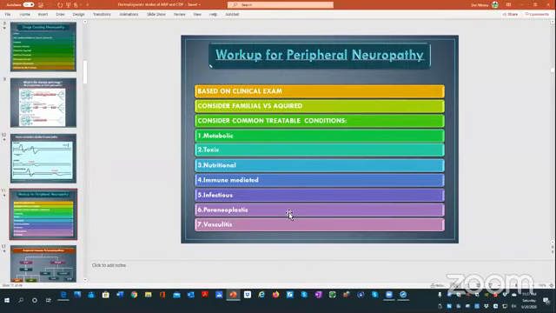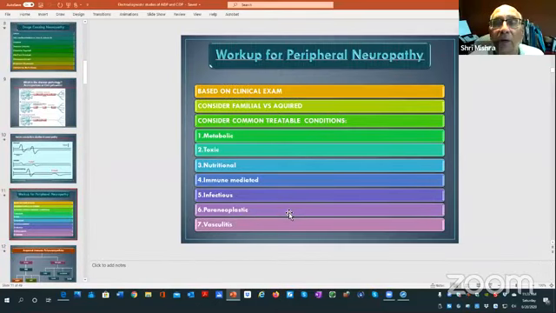so back again, what do you do with peripheral neuropathy? All the peripheral neuropathy workup is based on the clinical picture, considering familial versus acquired. I talked to you, and consider common treatable causes. The most common, as I mentioned to you, is metabolic, and more so is diabetes. Toxic: you have many causes. I already talked about the drugs.